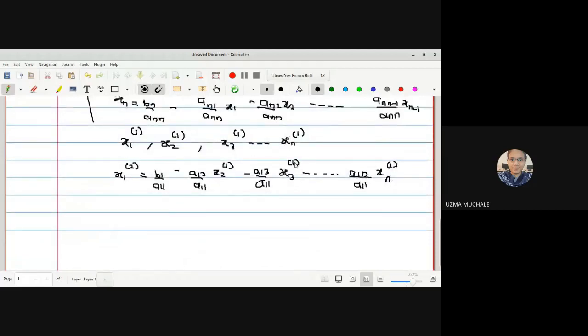1. Okay, so now you can write the second equation as x22, which means the value of x2 obtained in the second iteration with the help of the first one, that is b2 upon a22 minus the first term, which is a21 divided by a22, and here it will be x1 1. Okay, here first we are going to use x1 1.